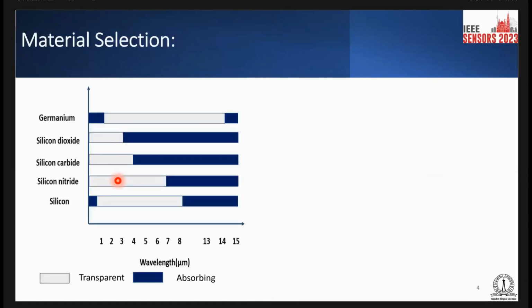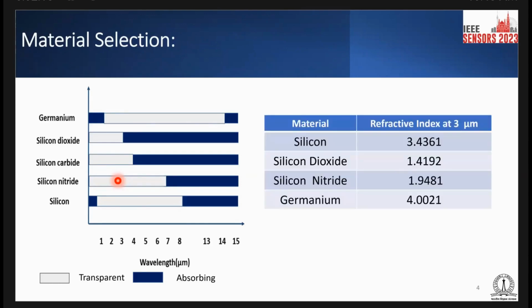In my work I have used germanium on silicon dioxide. Germanium is the waveguide layer, silicon dioxide is the box layer, and beneath we have a silicon wafer. Why? Because, as you can see here, germanium has the highest transparency in the mid-infrared band, and that's why we have chosen germanium.